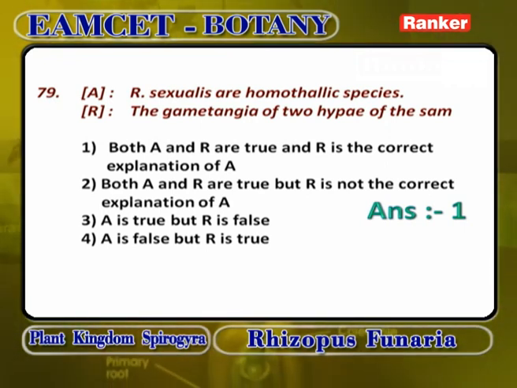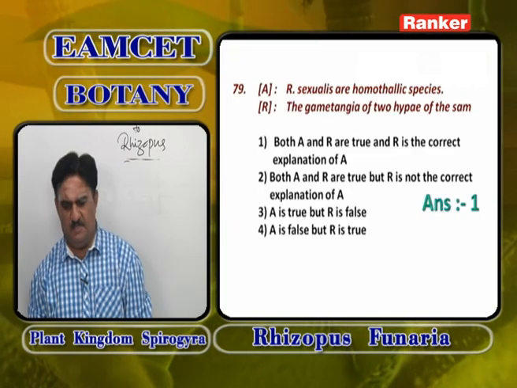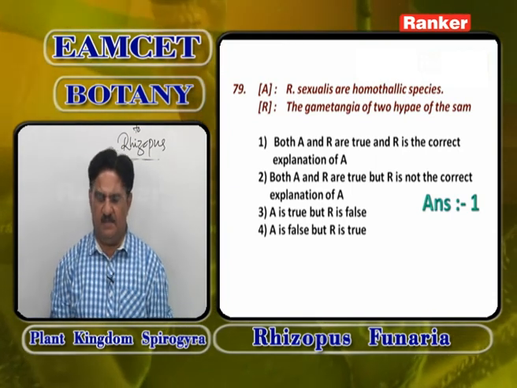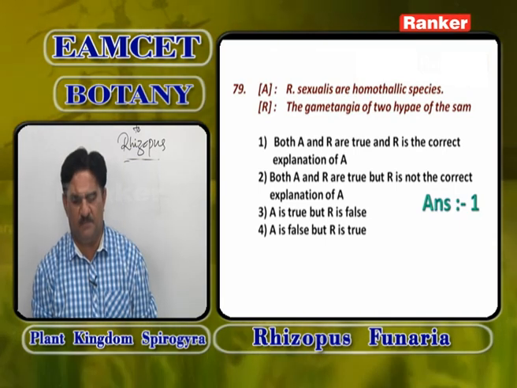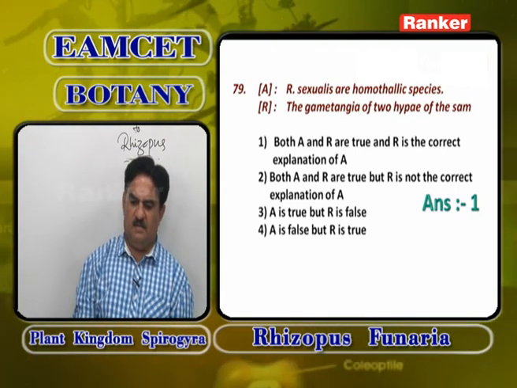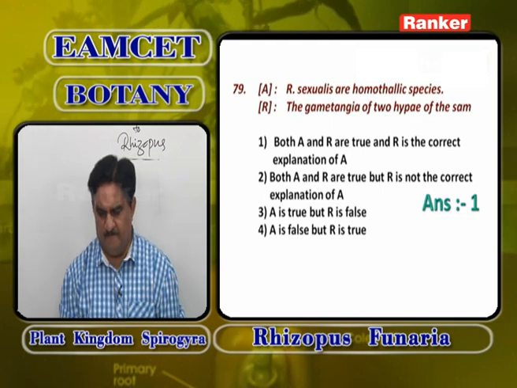The gametangia of two hyphae of the same mycelium is correct. So, if the gametangia of the two hyphae of the same mycelium fuse together, it is homothalism. So, Rhizopus sexualis is a homothalic species. The gametangia of two hyphae of the same mycelium can fuse together. Both A and R are correct. R is the correct explanation of A.